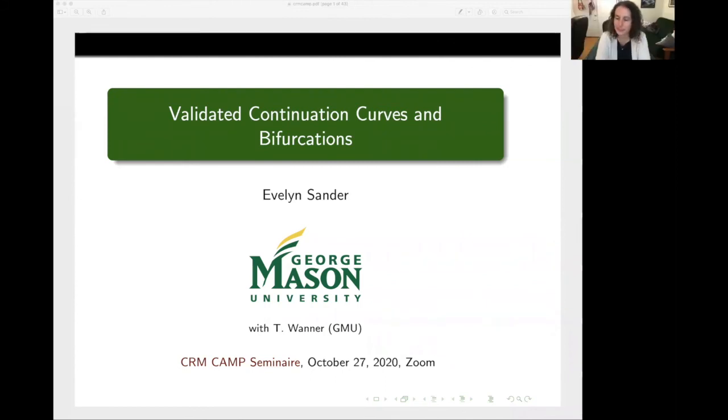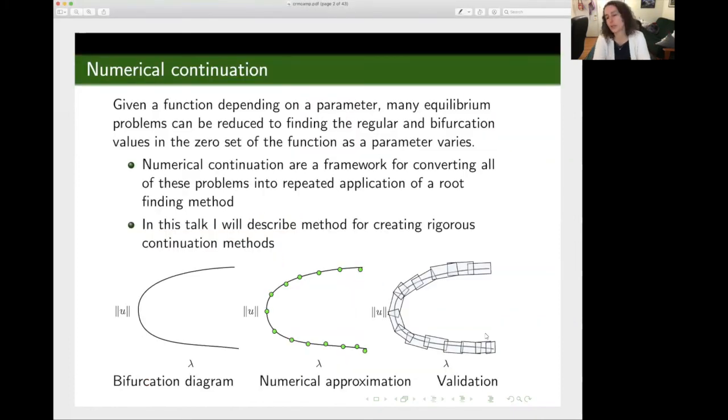Thank you so much for the nice introduction. So this work that I'm going to talk about today is all joint work with Tom Wanner. What I want to talk about is a series of different ideas that all come together in the framework of continuation methods.